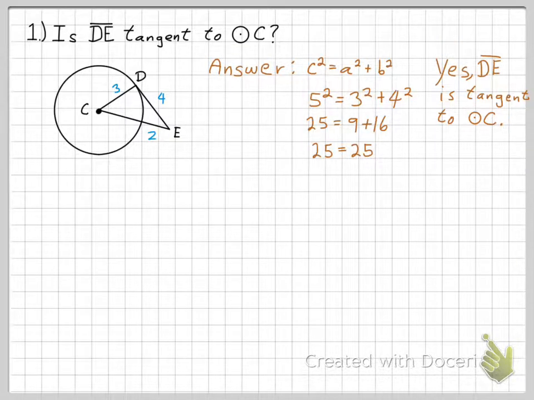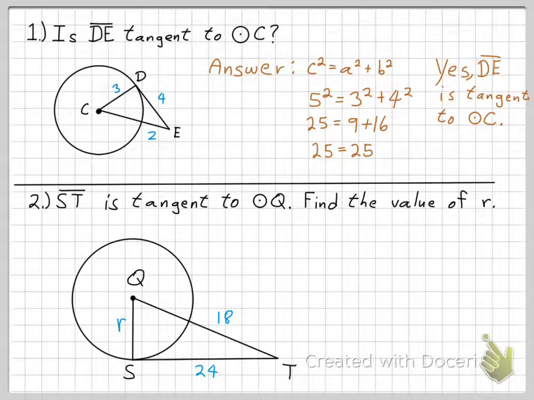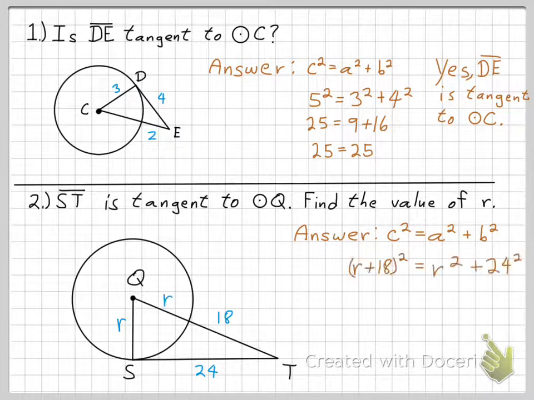Okay? And then moving right along, this is another type of problem you can get based on this theorem. This one, conversely, tells you that ST is tangent to circle Q. It's saying, hey, it's tangent. Don't argue with it. It's tangent, and therefore this is a right angle. And it says find the value of R. So again, we can use the Pythagorean theorem. C squared equals A squared plus B squared, and we have the C squared, the hypotenuse, even though it's not given. Okay, go back to that.